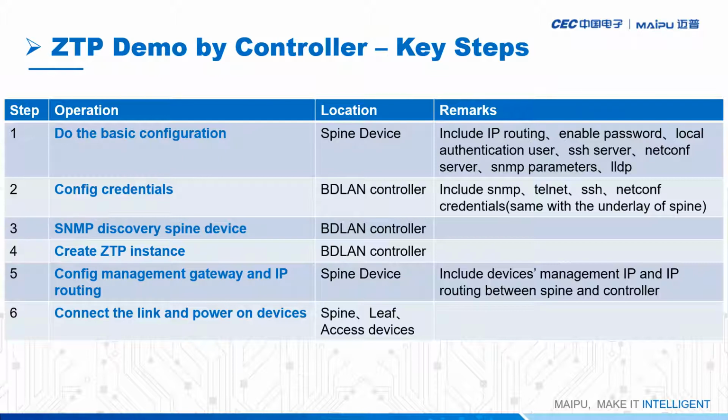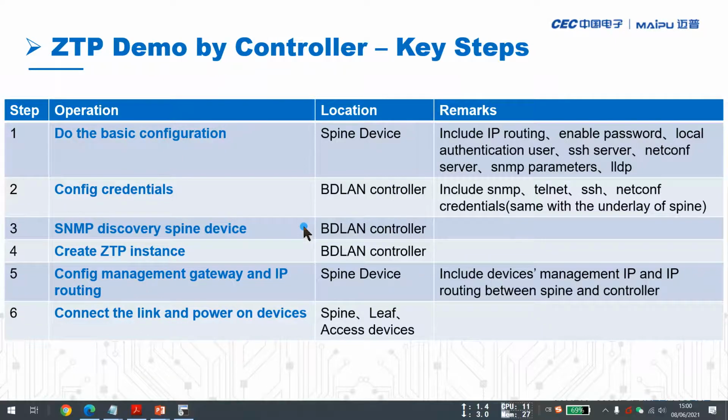Step 3 is SMP discovering the spine devices on the BDLAN controller. Step 4 is to create the ZTP instance on the BDLAN controller. Step 5 is to configure the management, gateway, and IP routing on the spine devices. The last step is to connect the links and power on the devices. Okay, now let's start to do the zero touch provision demo.